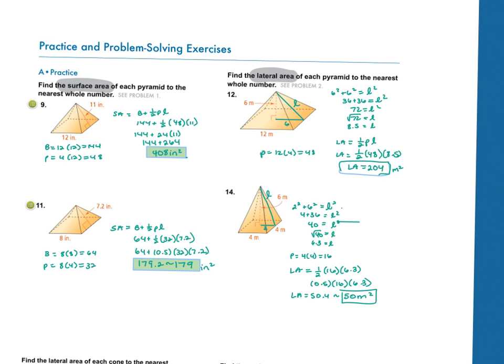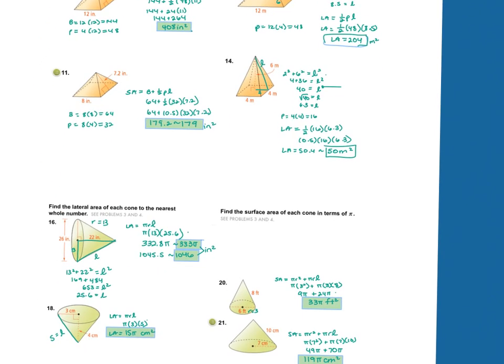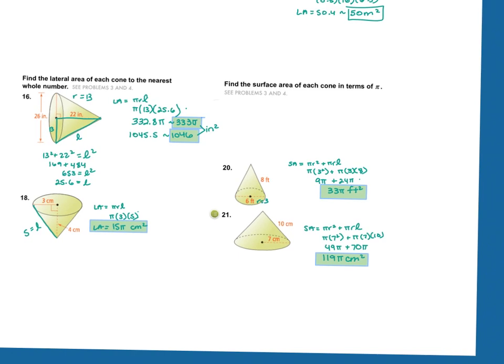12 was 204. And 14 was 50. Questions on any of those? Okay.